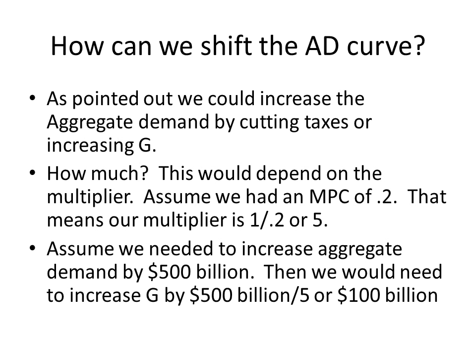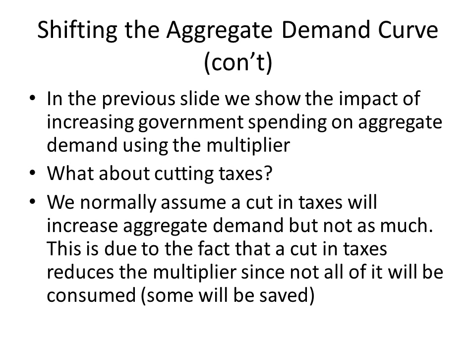How can we shift the aggregate demand curve? As pointed out, we could increase the aggregate demand by cutting taxes or increasing government spending. How much? This would depend on the multiplier. Assume we had an MPC of 0.2. That means our multiplier is 1 over 0.2, or 5. Assume we needed to increase aggregate demand by $500 billion. Then we would need to increase G by 500 billion divided by 5, or $100 billion.